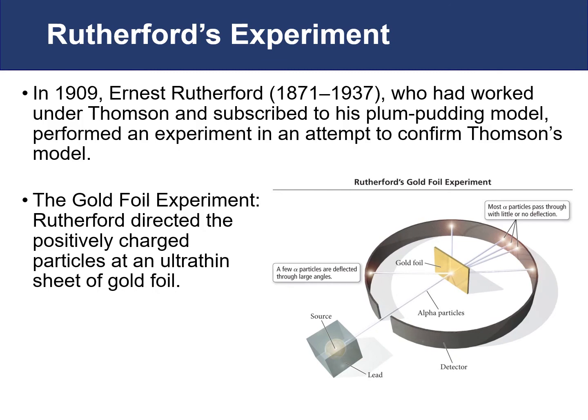In 1909, Ernest Rutherford, who was working as a student under Thomson and subscribed to the idea of a plum pudding model, was trying to come up with some experiments to confirm Thomson's model. So within our scientific method idea, you have a hypothesis, the hypothesis being the plum pudding model. You develop some experiments and you collect observations based on those experiments to assess whether they agree or disagree with your hypothesis.